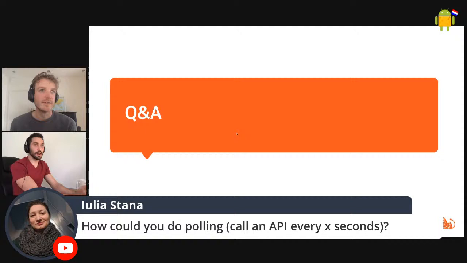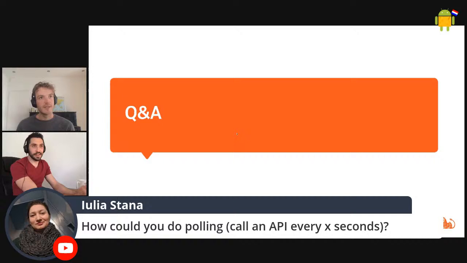Well, with coroutines, you can just do a for loop and delay the iteration. But that would mean it would just keep going and going if you do a for or while true, basically. Is that your idea?